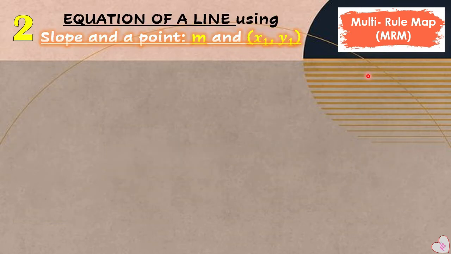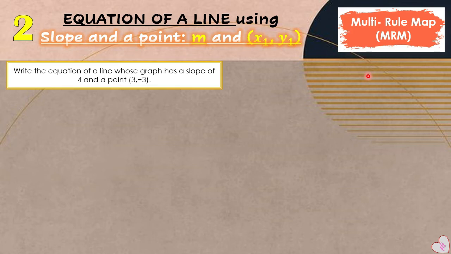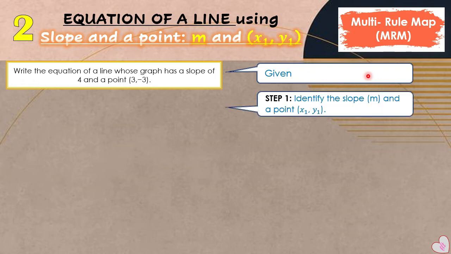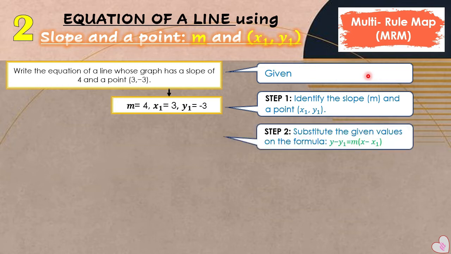Second type, we have equation of a line using slope and a point, or m and quantity x sub 1, y sub 1. For the given, write the equation of a line whose graph has a slope of 4 and the point 3, negative 3. Step 1, identify the slope m and the point x sub 1, y sub 1. So for the m, we have 4, x sub 1, 3, and y sub 1, negative 3.